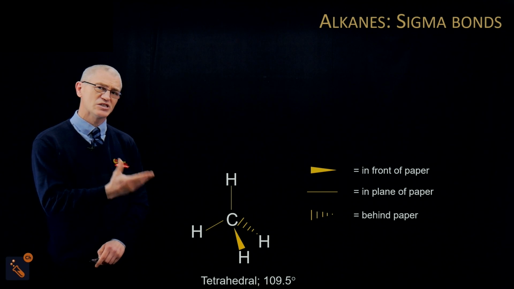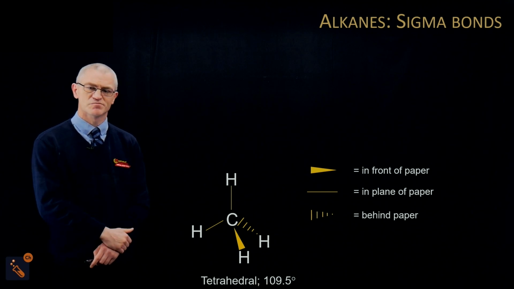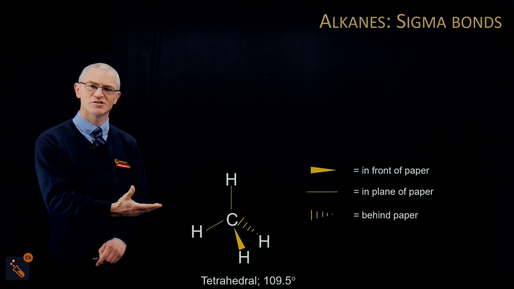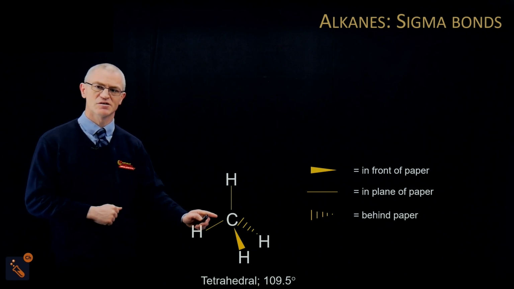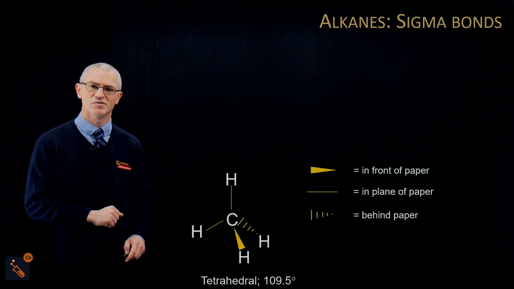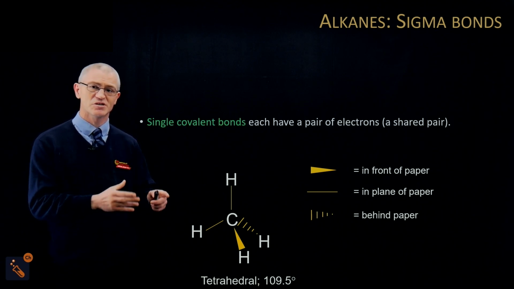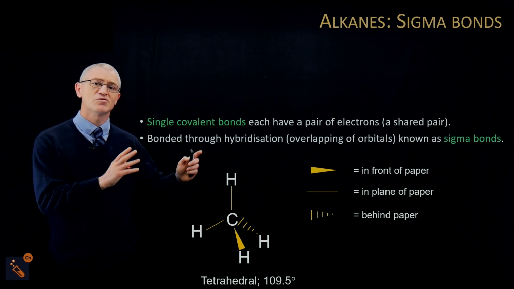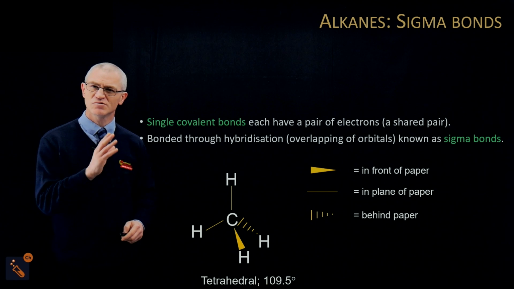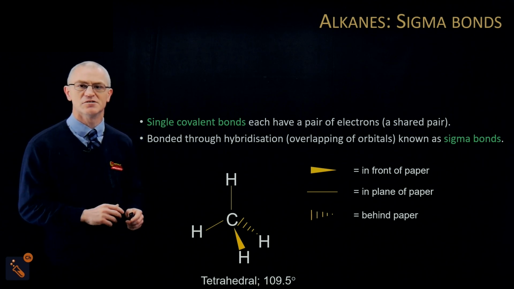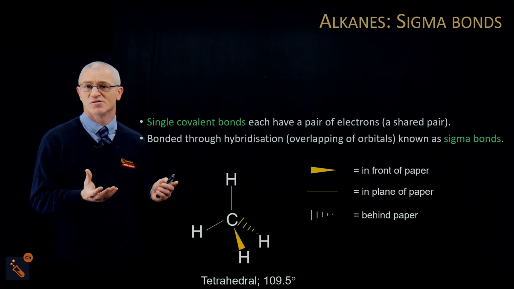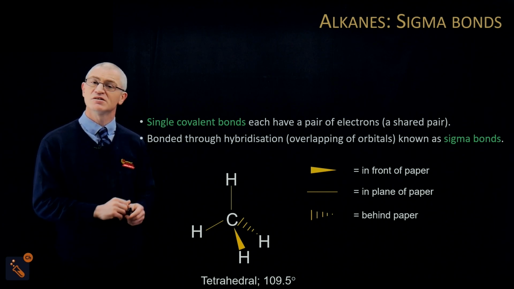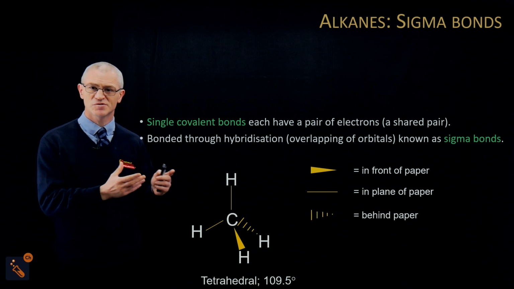Now, let's go into sigma bonds in a bit more detail. You may have already heard of sigma bonds, but sigma bonds are essentially single bonds. So each one of these bonds is a sigma bond. And sigma bonds happen because they're a shared pair of electrons, a covalent bond, and they happen through something called hybridization. Now, do not worry about the term hybridization. It's just overlapping of orbitals, and you don't need to know it in too much detail, but we include it here just so you understand where the term sigma comes from.